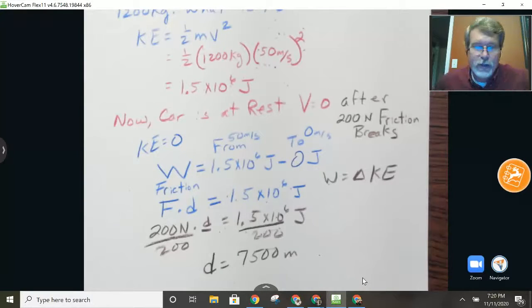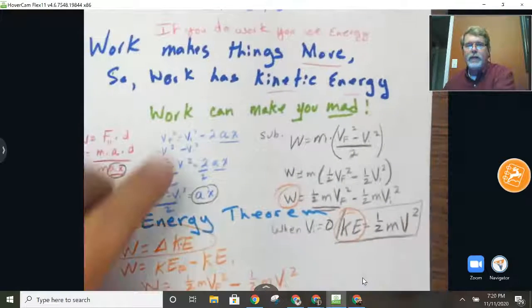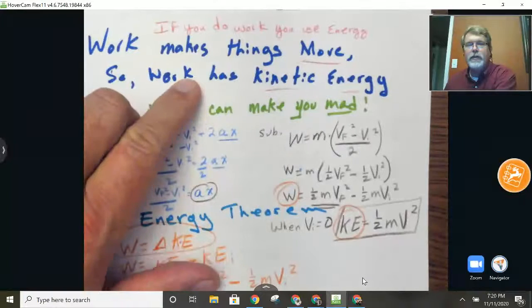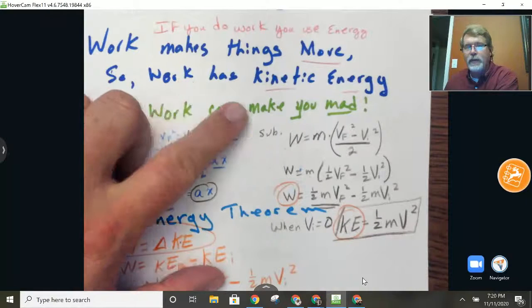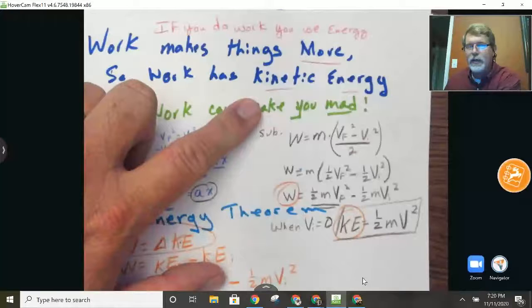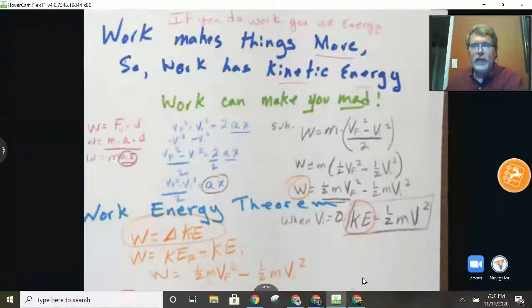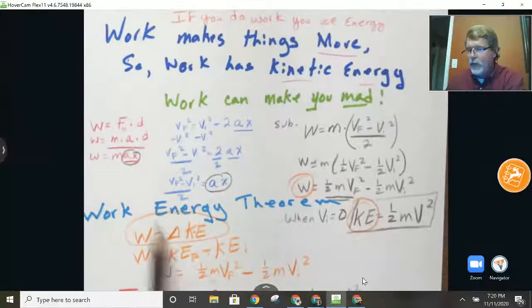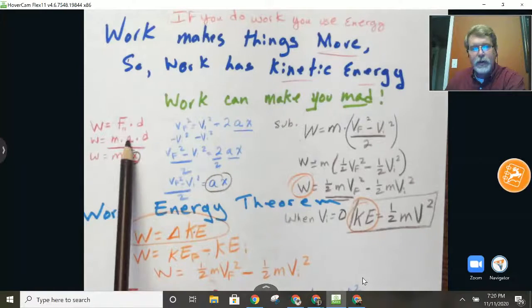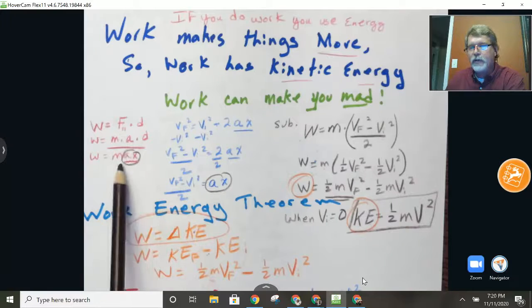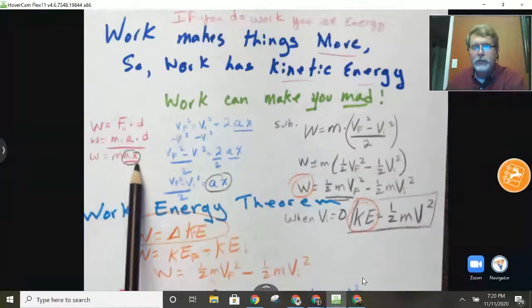And since you have a lot of energy with a little bit of force, that means the distance is going to greatly increase. So quickly in review, if you do work, you use up energy. And since things are moving, the type of energy we're talking about is kinetic energy. That's the energy of motion. So we can build that formula by thinking about this idea that work makes you mad. So force is mass times acceleration times the distance. Work makes you mad. If it's in the x direction, we say work equals max.